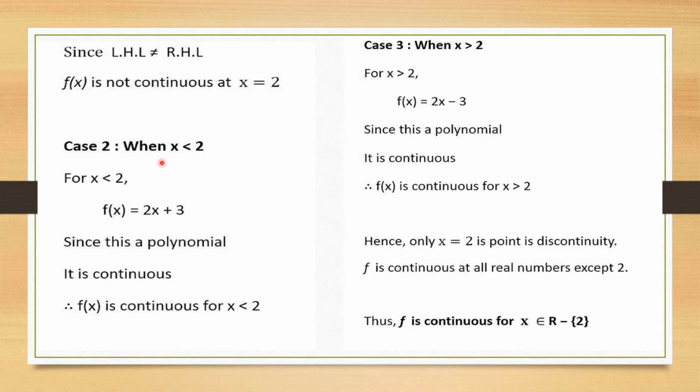Again, for x less than 2, f(x) is 2x plus 3, which is a linear polynomial. Hence, it is continuous. A polynomial is always continuous. And for x greater than 2 also, a similar case is there. It is a linear polynomial, so it is continuous. Hence, the function is continuous everywhere except at 2. So we say that f is continuous for x belonging to R minus the singleton set {2}.